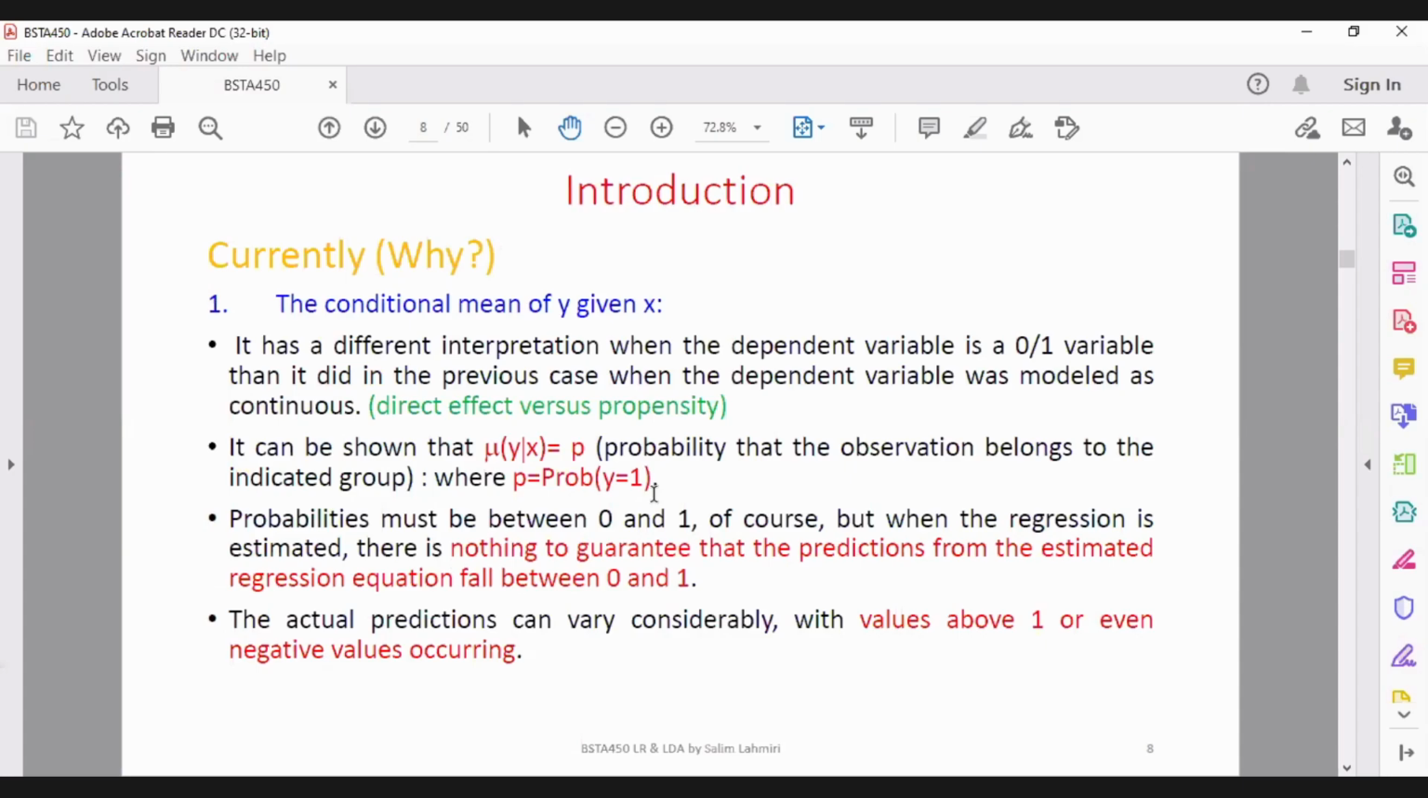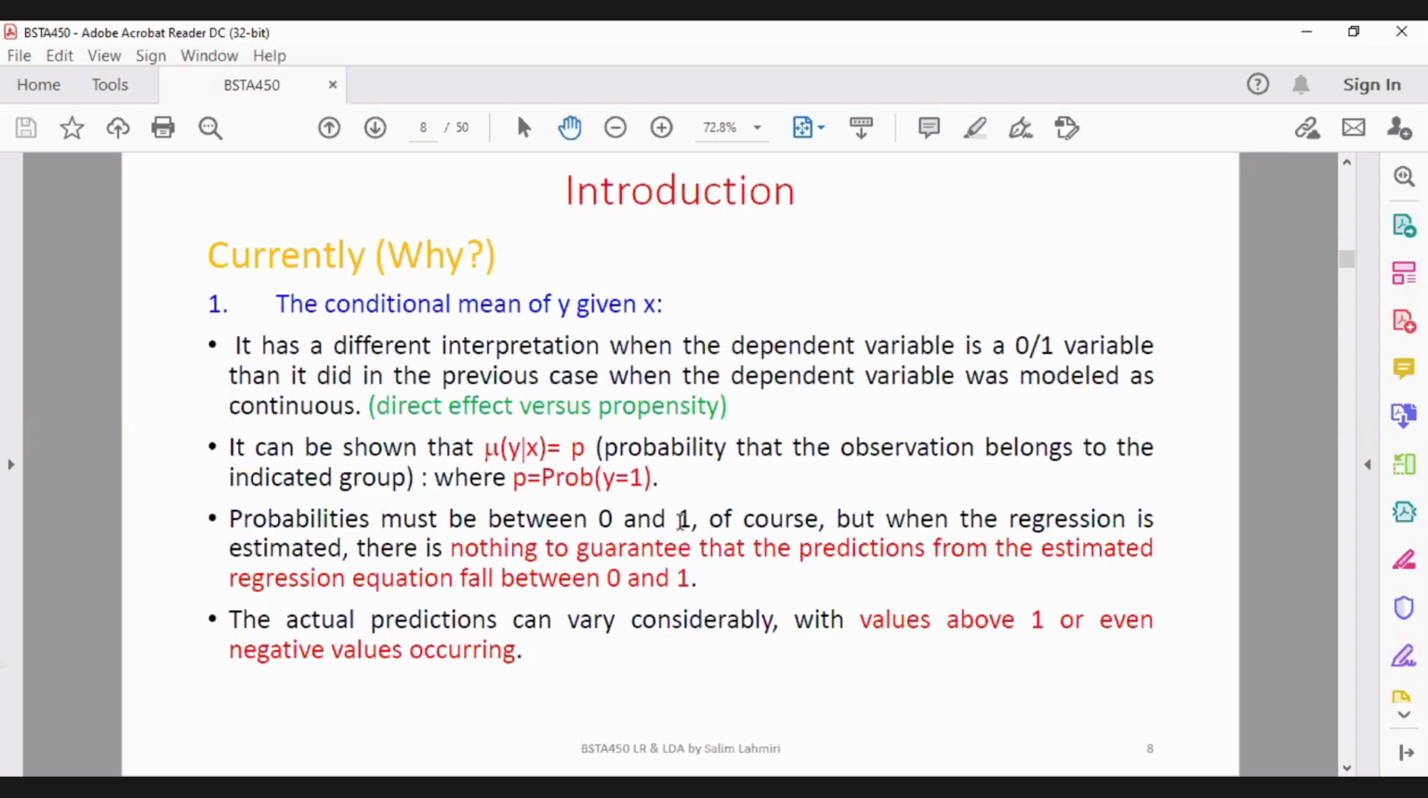So for multiple linear regression, mu of y given x is equal to beta 0 plus beta 1 x1 plus beta 2 x2 plus beta 3 x3, for example, plus beta k xk. This is where y is continuous. But when y is a binary variable, the expected value or the mean of y given x is equal to a probability, and this probability is the probability that y is equal to 1.